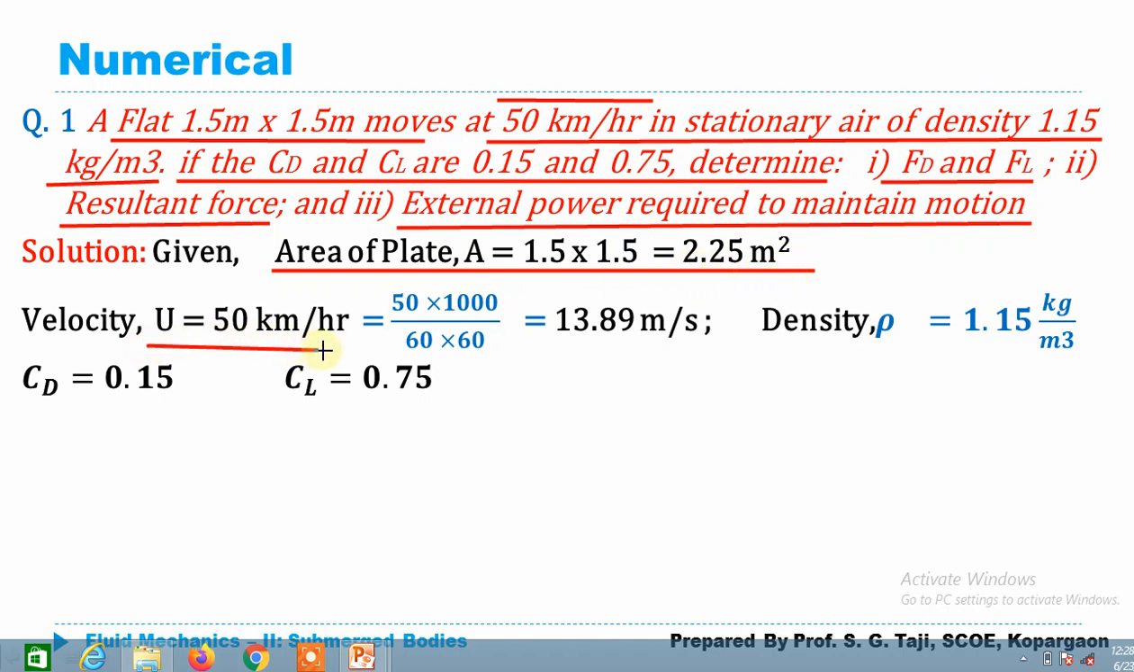Again, velocity is given as 50 kilometer per hour. So I am going to convert it into meter per second, which is 50 multiplied by 1000 divided by 60 multiplied by 60. So my velocity comes out as 13.89 meter per second. Density of air is also given, 1.15 kg per meter cube, and we are never going to convert that density. And CD and CL are given as 0.15 and 0.75.